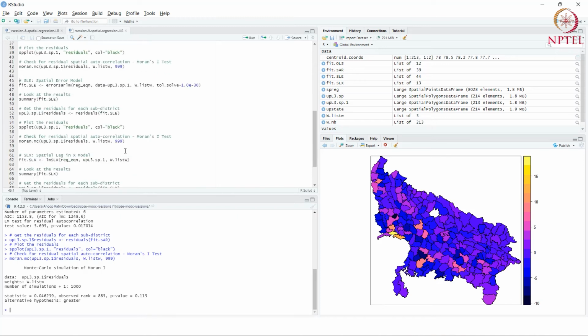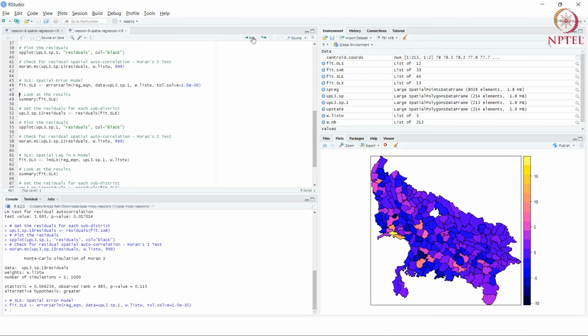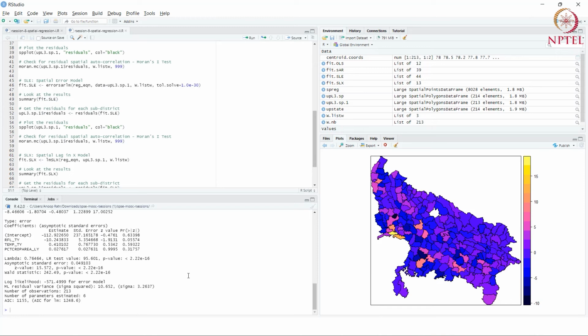So we can now repeat the same process for our two other models. So this is the SLE model. The command is errorsarlm, same as the previous name, except the word lag has been replaced by the word error, and it has the same parameters. We also pass in a tolerance because it's an iterative algorithm. So let's run that and store it in an object called fit.sle. This is our spatial error model, and then run a summary of that.